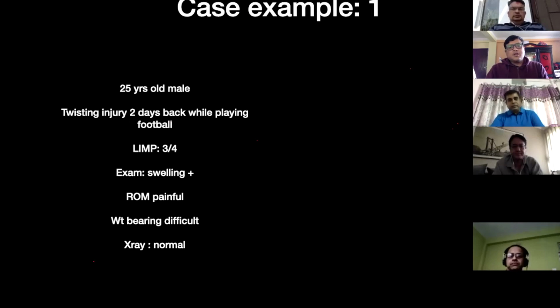So, a 25-year-old male, he has a twisting injury 2 days back while playing football. The LIMP index was 3/4. On examination, there was swelling. The swelling was significant and the range of motion was very painful, and he cannot weight bear. An X-ray was done at some center, and the X-ray was normal. So what would you like to do in this case? A 2-day-old injury in a very active individual.